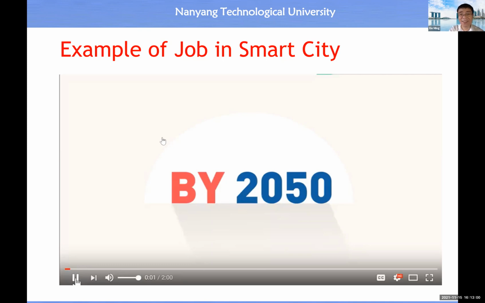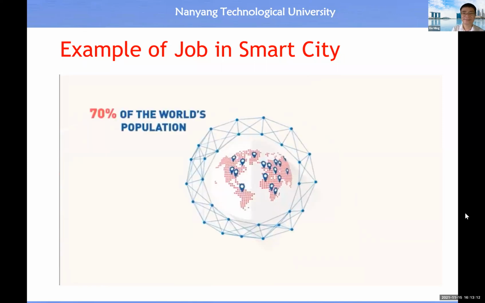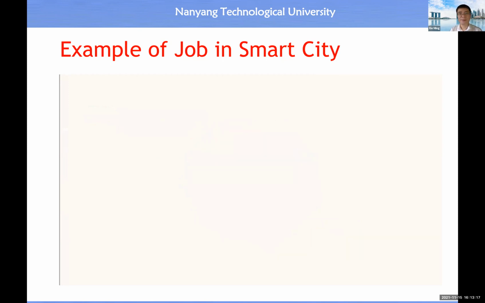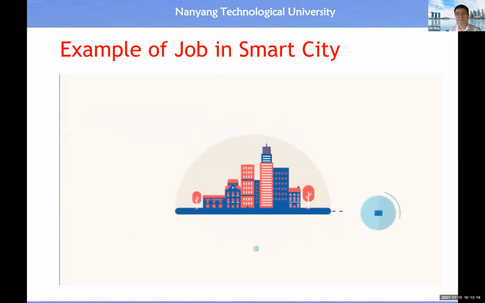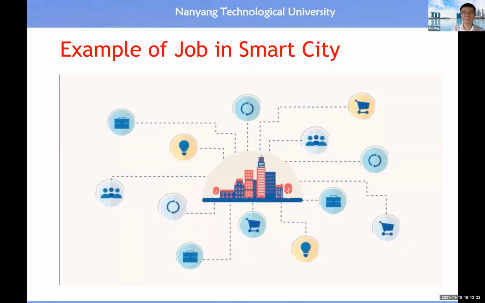Then this is a video showing you some vision or prediction for year 2050. 70% of the world's population will be living in cities covering less than 2% of the Earth's surface. Never have cities been so challenged, and the trend continues to grow. This raises many issues.